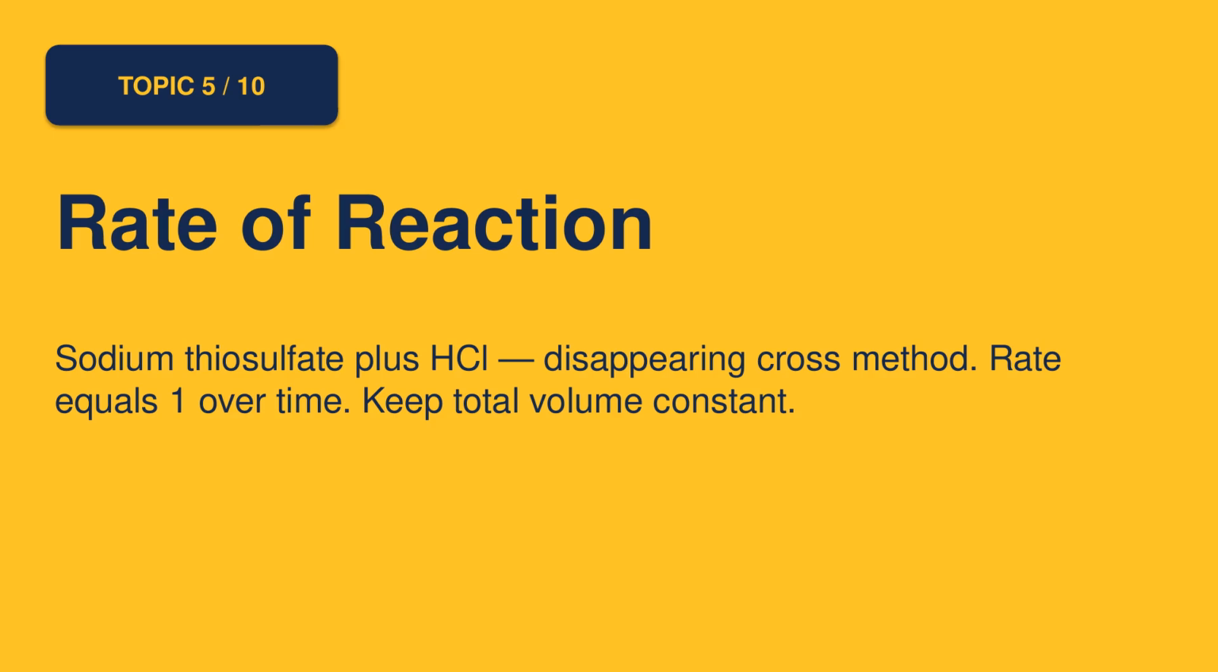Sodium thiosulfate plus HCl. Disappearing cross method. Rate equals 1 over time. Keep the total volume constant.